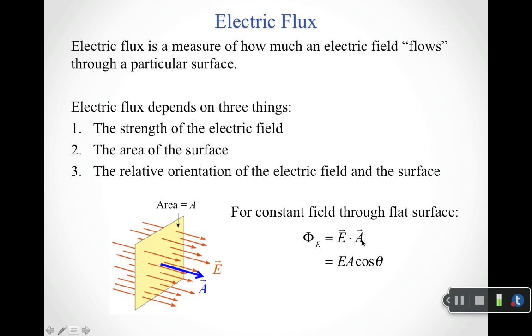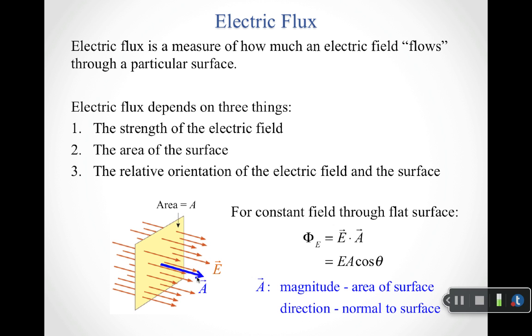And then what's the area vector? Well, the area vector has a magnitude that's equal to the area of your surface. So again, the larger you make this surface, the longer the magnitude of your area vector. And then the direction of the area vector is normal to the surface. So basically the area vector is perpendicular to your surface.